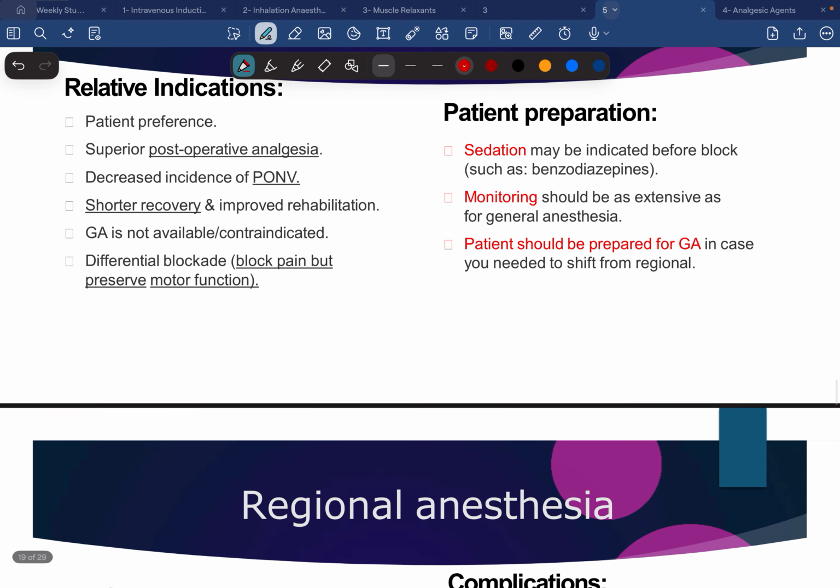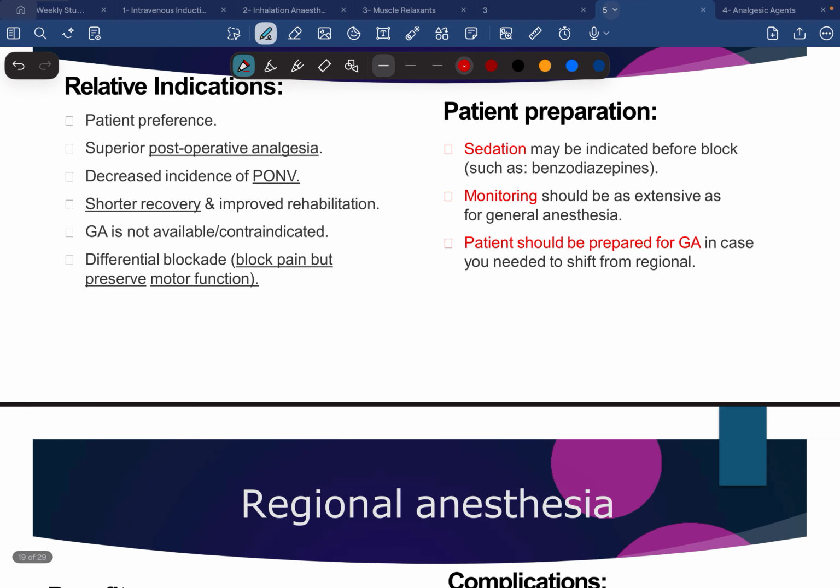Patient should be prepared for GA. Yes. Now, ideally, all patients should be prepared for GA because any complication can happen intraoperatively. So once you consent your patient for regional anesthesia, you have to consent them as well for general anesthetic. They should be ready, they should be fasting. If there is a risk, they should know about it. If we need it, that's fine. If we don't need it, then it's gone.